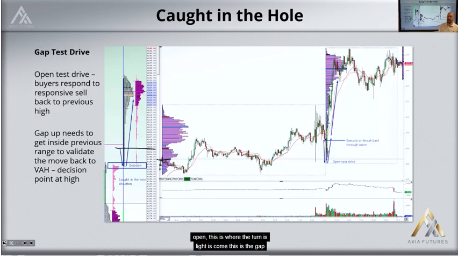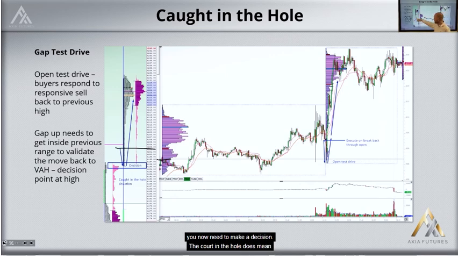This is the gap element. The gap fails to get inside range and reverses up. Finds the responsive trade. So it's about stacking these bits of information. The caught in the hole tells you it's going down. The open above range, the gap up, suggests it's going up. So you now need to make a decision.